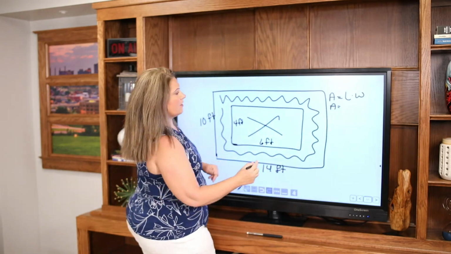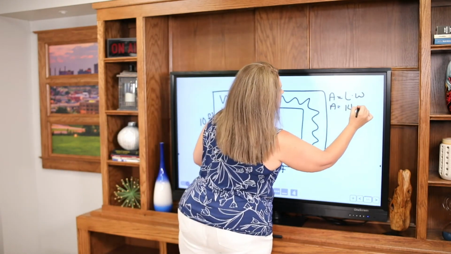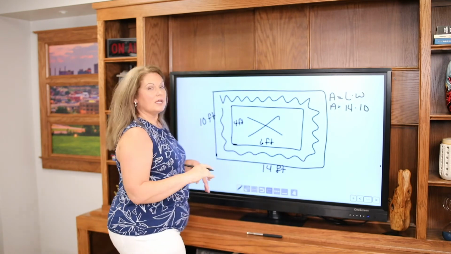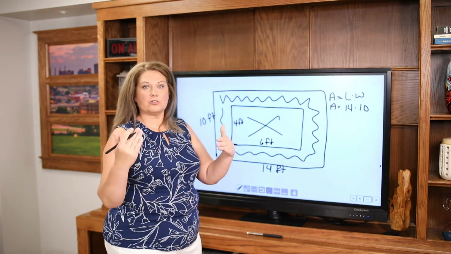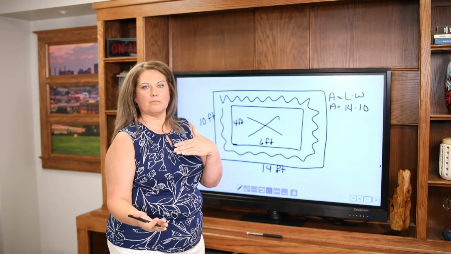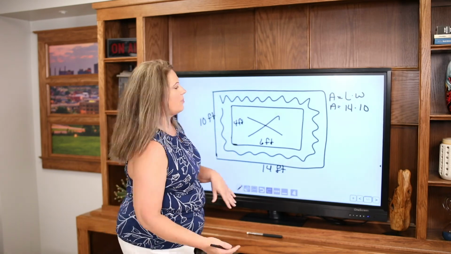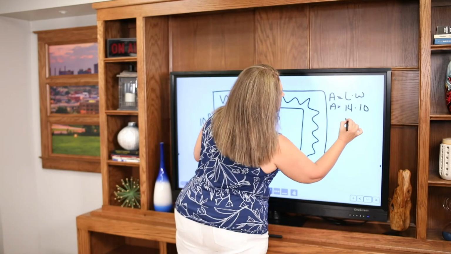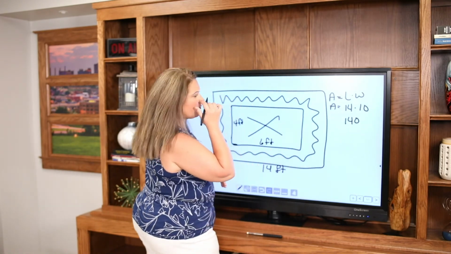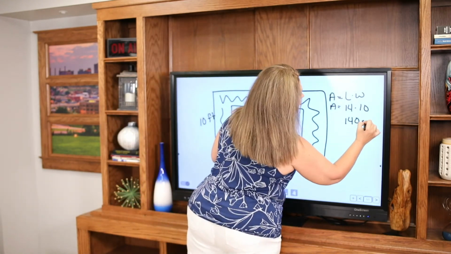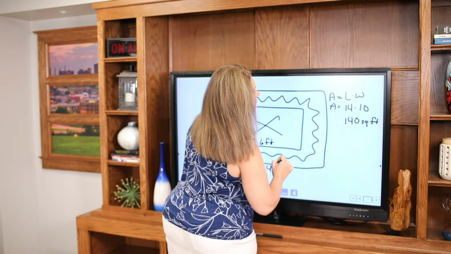And our length is 14. Our width is 10. It's okay if you reverse because you're still multiplying. The commutative property of multiplication says it doesn't matter which order, it still comes out to be the same thing. So that's going to be 140. And I'll go ahead and put labels on it, square feet.